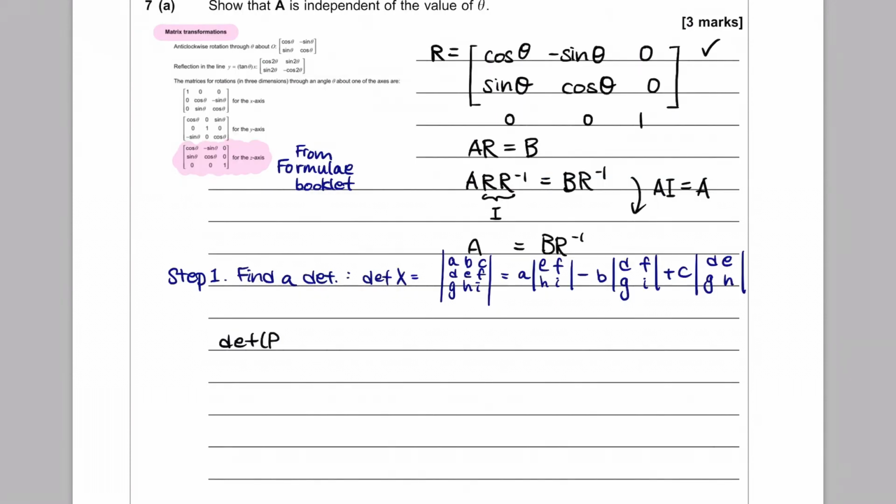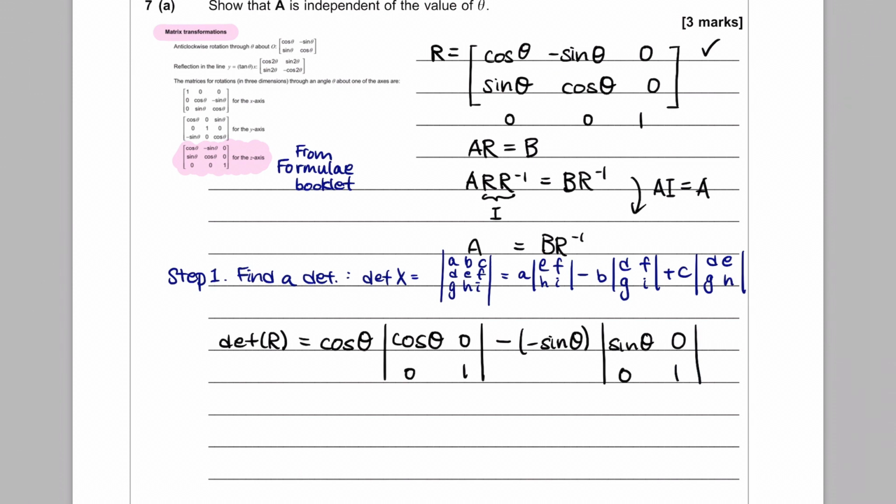So the determinant of our R is up there. It is your first component, cosine theta, times the minor matrix cosine theta, 0, 0, 1. And then you subtract, and it gives minus sine theta. And then you remove the row and column. You have sine theta, 0, 0, 1 left. And then the last term is 0, so you don't have to worry about the last term.